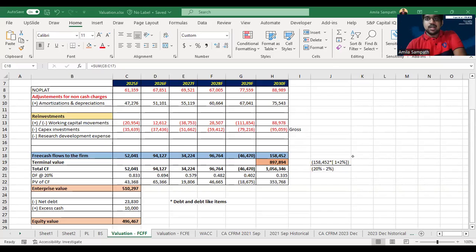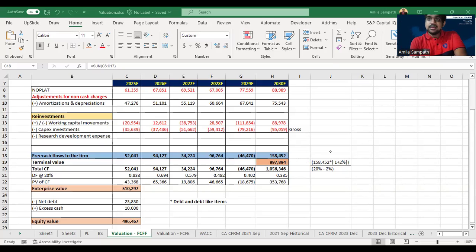Okay, guys. Now we calculated our terminal value. Then, after calculating terminal value, as I told you, we can get our total cash flows. Then I hope all of you can remember, I told you about our discounted cash flow method.